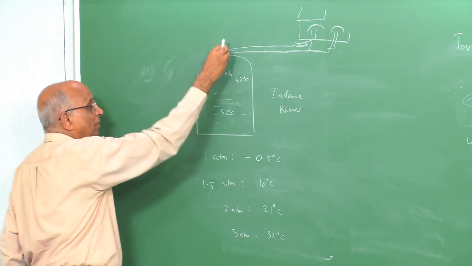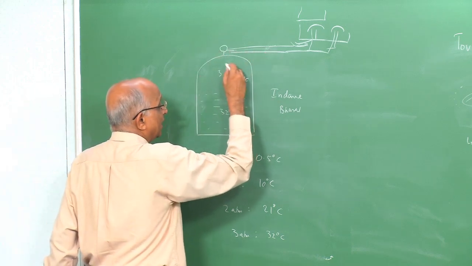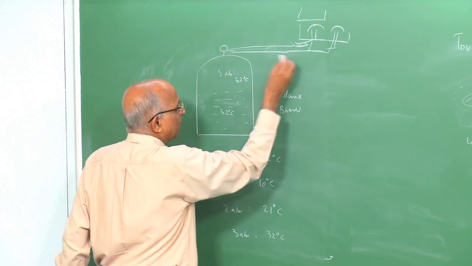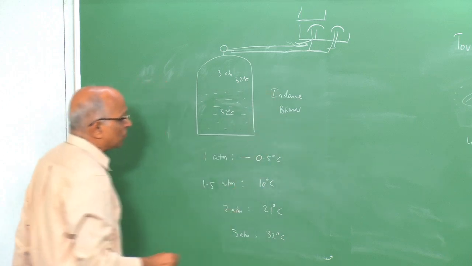And when I open my regulator, I get the gas coming at a pressure of around 3 atmospheres, which is not a very high pressure. It enters here, mixes and comes.